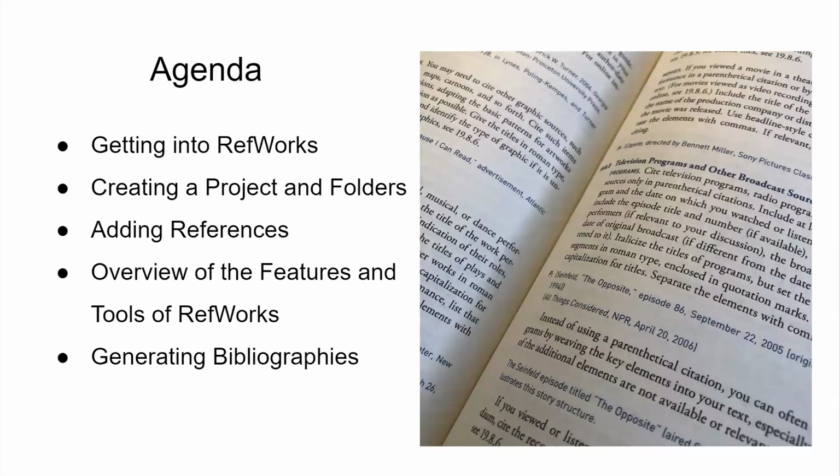So today, to get you started with RefWorks, this workshop will cover getting into RefWorks, including where it is on the library website and creating your account. Then we will be creating a project and folders in RefWorks to start organizing your research. Then we'll start adding references into RefWorks, followed by an overview of RefWorks features and tools that will help you get the most out of RefWorks. Finally, we will finish with generating your own bibliographies from the sources we have imported. Once we have finished today's workshop, you will feel confident in using RefWorks to manage your citations. Let's get started.